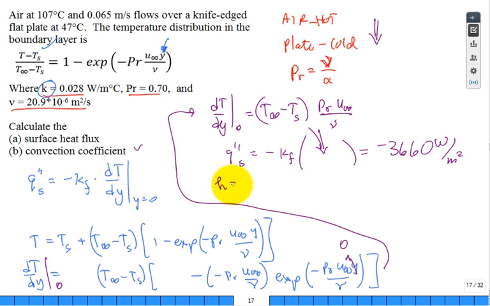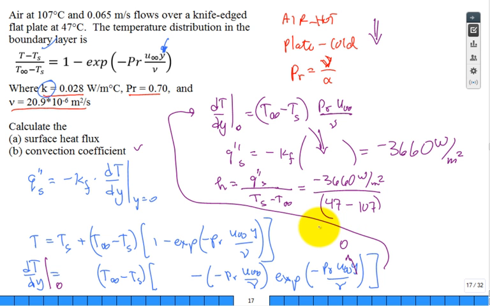So H, what's my equation for H? Q double prime S divided by the temperature difference. So it'll be this negative 3660 watts per meter squared, and then the surface temperature was colder, 47, minus the warmer, 107. Actually, that gets rid of the negative sign. And so your convection coefficient comes in at 61 watts per meter squared degree C.